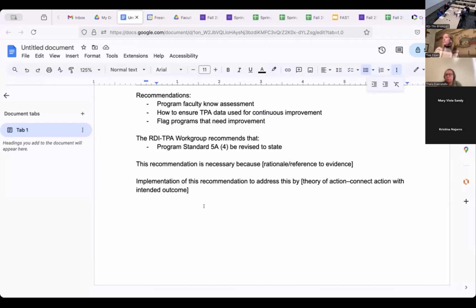Which is in the other room, isn't it? I think there's another room looking at that, about how the candidate support. Right. And so our charge is really about how do the TPA data get used to support continuous improvement, as well as how do we ensure that teacher educators know the assessment and the rubrics and the process and everything else so that they are supporting candidates well.